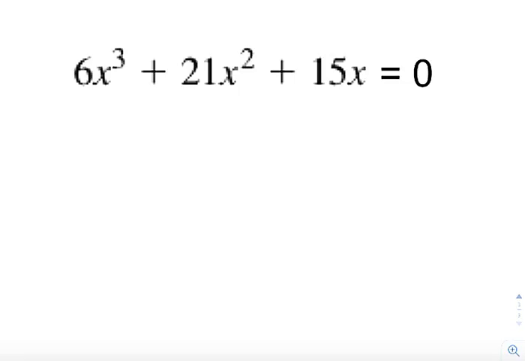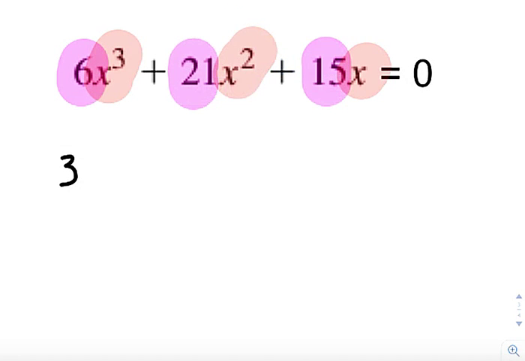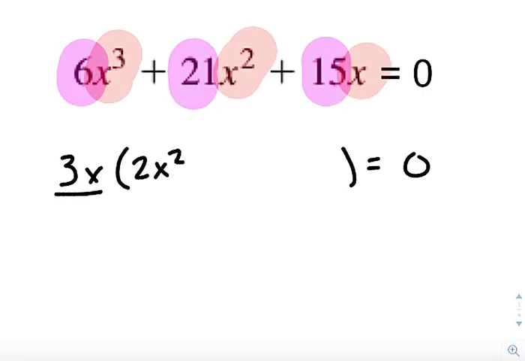And so if we look at 6x cubed plus 21x squared plus 15x, what we can notice is that if we look at the coefficients, 6, 21, and 15, we can pull out a common 3 from each one. And if we look at the variables x cubed, x squared, and x, we can pull out a common x from each one. And so now we'll build the factor that goes with 3x. We're going to ask ourselves, 3x times what is going to give us 6x cubed? That's going to be 2x squared.